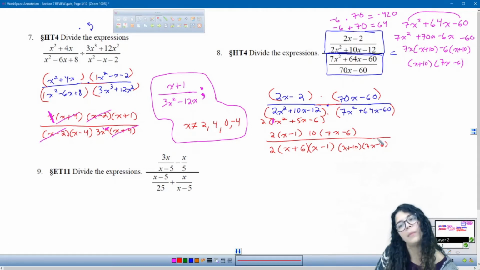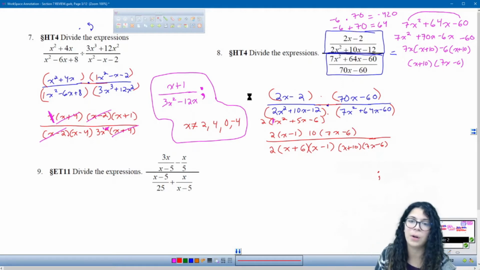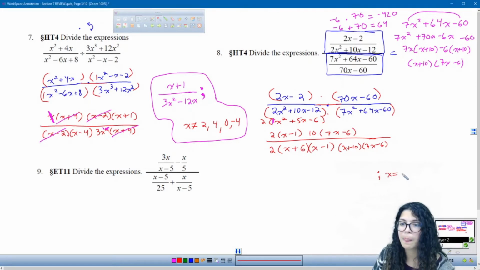Alrighty. So from there, let's write our excluded values. The denominator cannot equal 0, so none of these factors can be 0, because if not, then 0 times anything would make the entire denominator 0. So x cannot be negative 6, it cannot be 1, it cannot be negative 10, and it cannot be 6 divided by 7, 6/7.